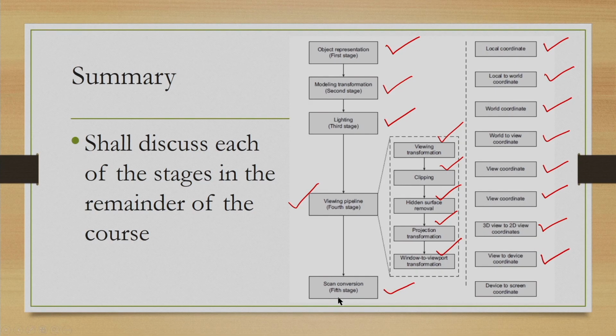And finally, in the 5th stage, what we do? We transfer from device coordinate to actual screen coordinate system. Note that device coordinate is an abstract and intermediate representation, whereas the screen coordinate is the actual pixel grid. So, device coordinate contains continuous values, whereas screen coordinate contains only discrete values in the form of a grid. So, this is in summary what is there in the graphics pipeline.